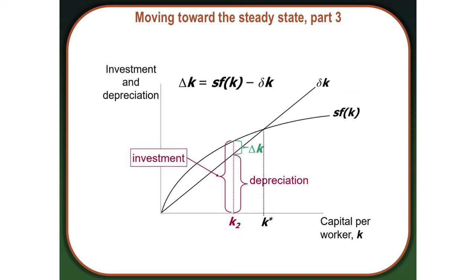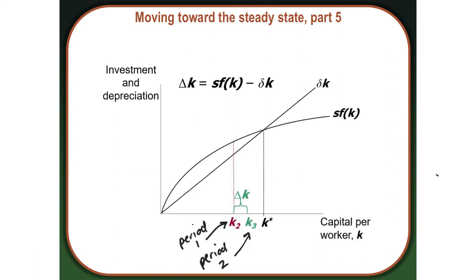How does it get there? Well, if we start at K2 for some reason, then we can see here that investment exceeds depreciation by the amount delta K. So in the next period, where are we going to be? Well, we're going to be at K2 plus the amount we're adding to the capital stock. So let's say K2 is period one. Where are we going to be in period two? Well, period two is going to be K2 plus delta K. We're going to call that K3.